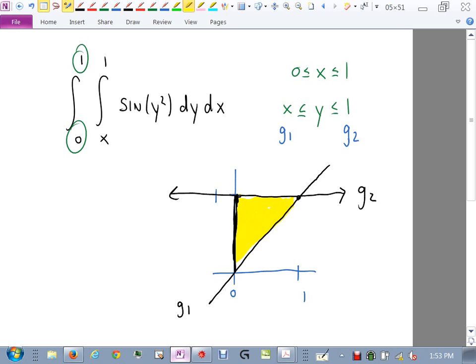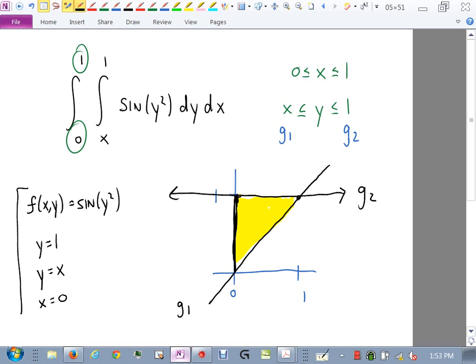Right? That's what it was. So someone could have phrased the question, you know, find the volume under f of x y equals sine y squared, and then they could have said bounded by the region, or the region bounded by what? y equals 1, y equals x, and x equals 0. Like, that could have been given to us, right? If someone gave us this, we would have drawn this picture, right?